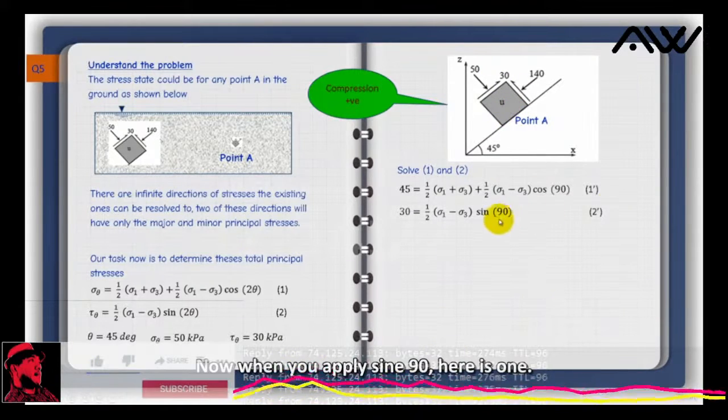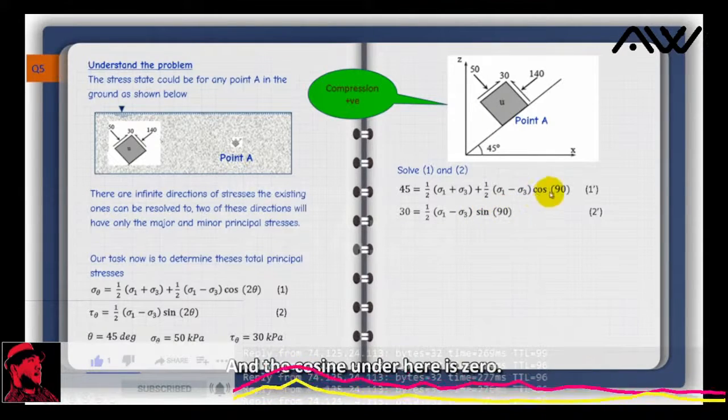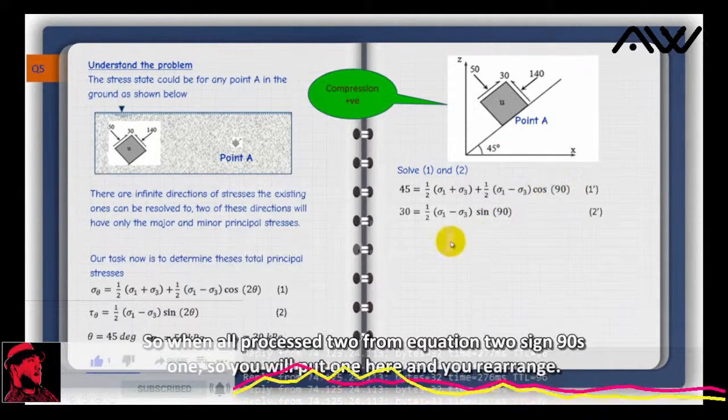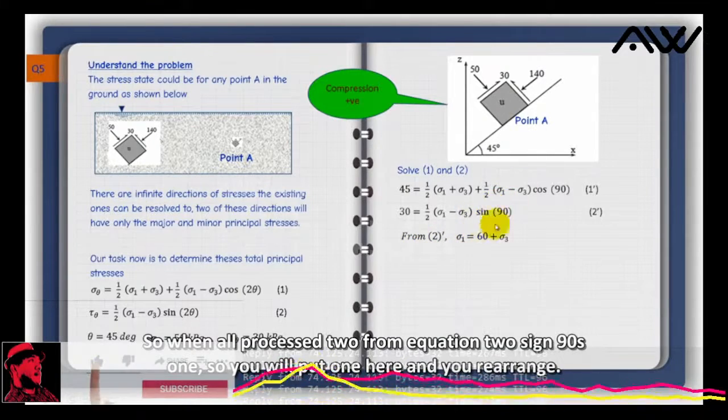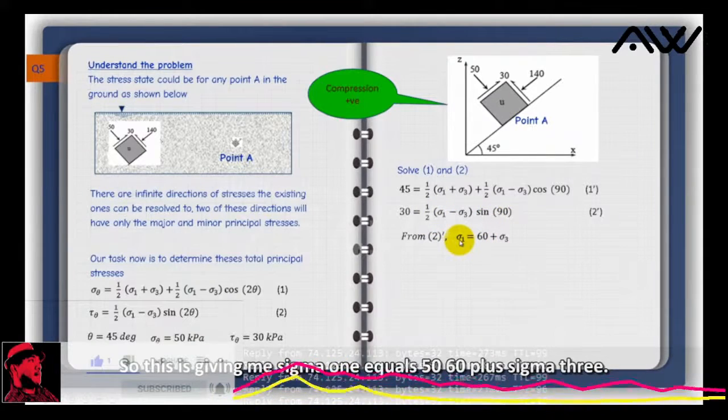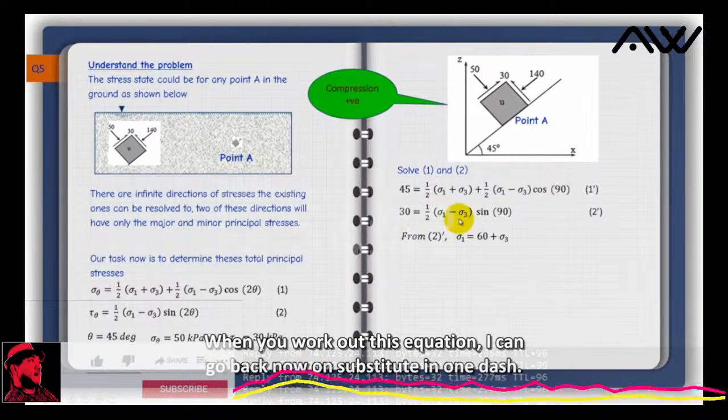Now, when you apply, sine 90 is 1, and the cosine 90 is 0. So when we process equation 2, sine 90 is 1. So you will put 1 here and rearrange. So this is giving me sigma 1 equals 60 plus sigma 3 when you work out this equation.